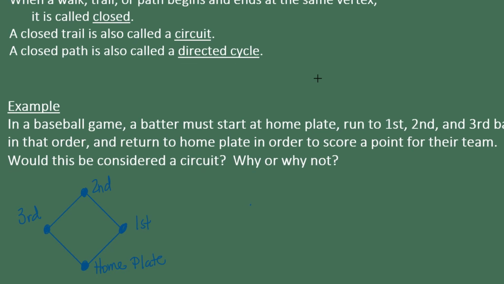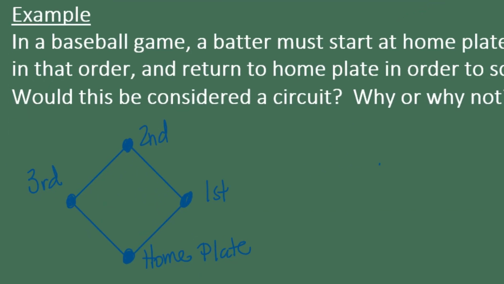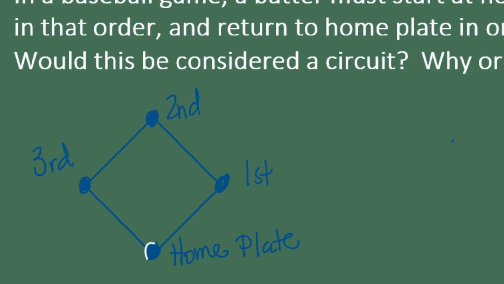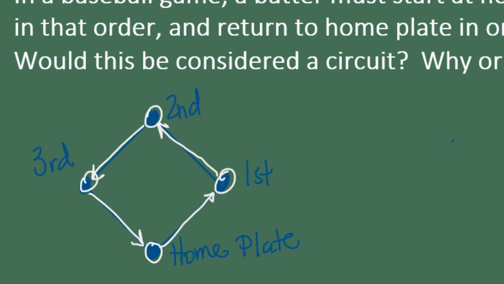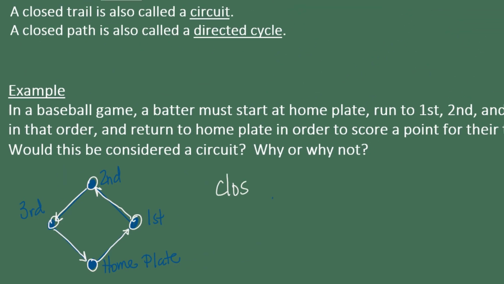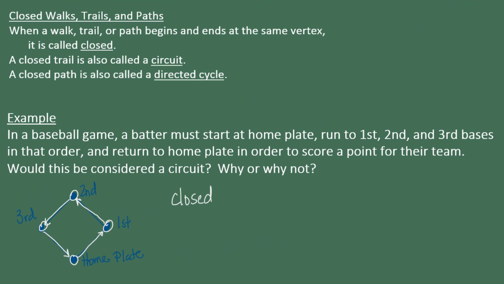And so, in order to score a run and get a point for the team, the batter has to hit the ball, and then before the ball gets back to him or her, travel to first, and then to second, and then to third, and then back to home. Alright, so first of all, we can observe that since it starts and ends at the same position, this is closed. So, is this a circuit?